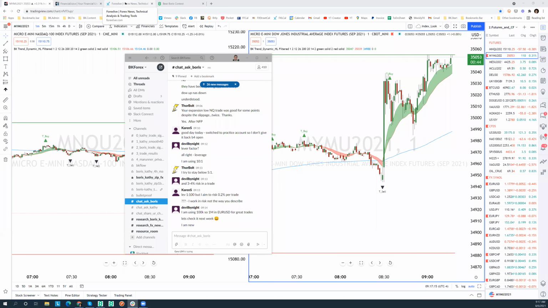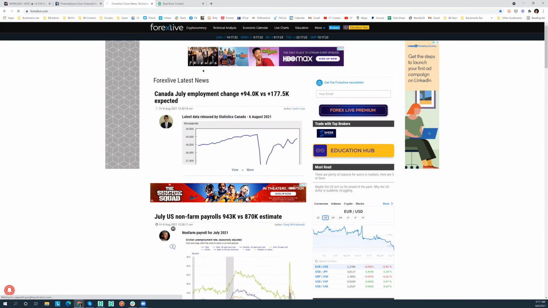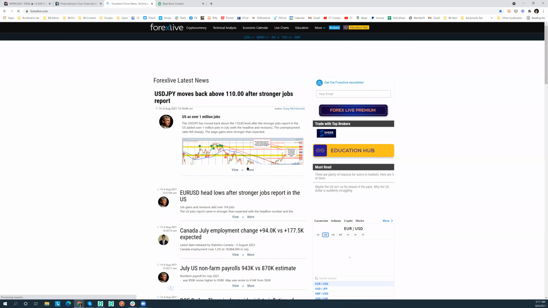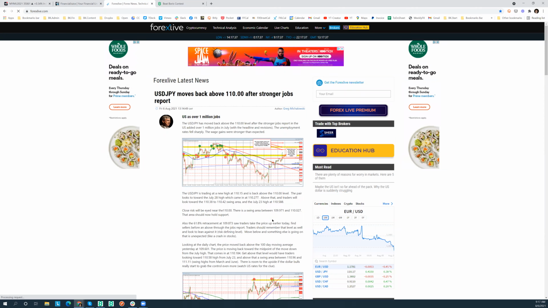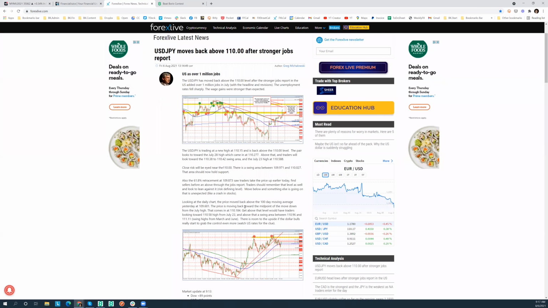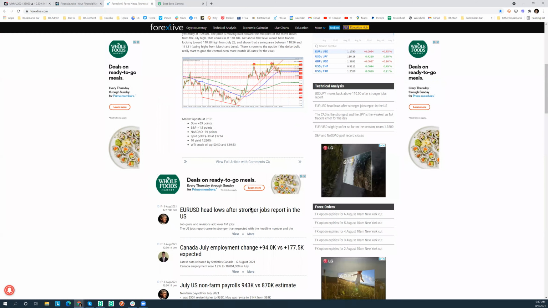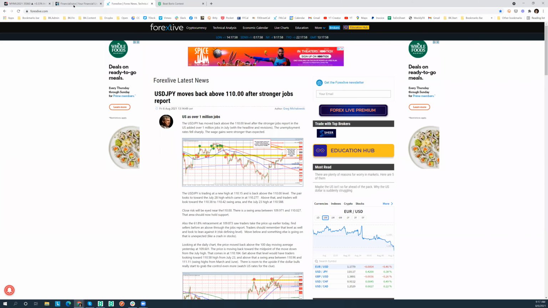Let me just see what Forex Live is saying about all of this. Do we have any analysis? U.S. had over 1 million jobs. Dollar yen's had a good move. Yeah, dollar yen is very, very correlated to the Dow. Wage gains were stronger than expected. Price moved back above the 100-day moving average. Not too much. I guess Adam is off the desk today, so we're not getting too much analysis.